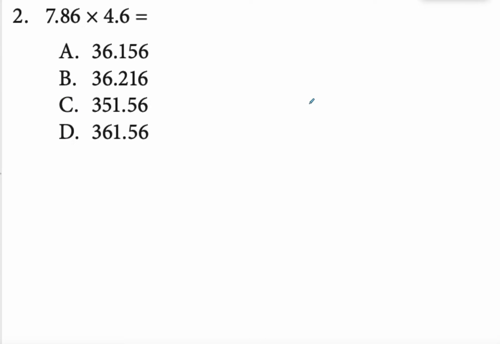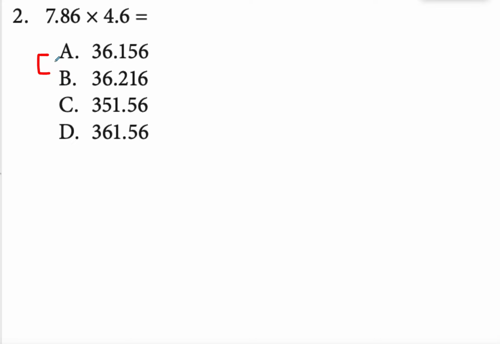Let's look at the second one here. This is 7.86 times 4.7. So when you think about it, the values are rather similar here. So this is about 8. This is about 4, a little bit more than 4. But then when you multiply them together, we should get 30 something. So I'm looking at one of these two as my answers.